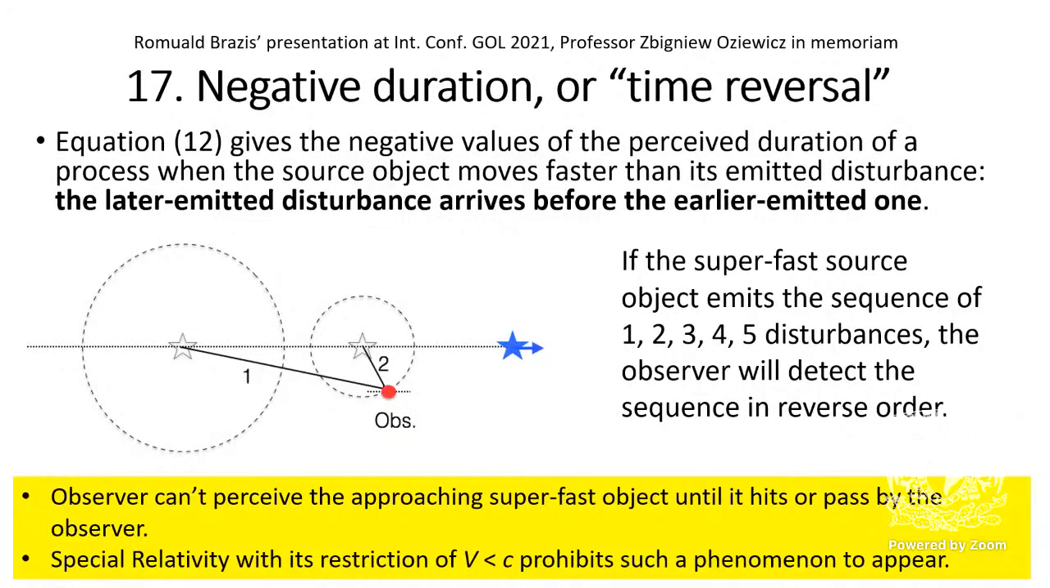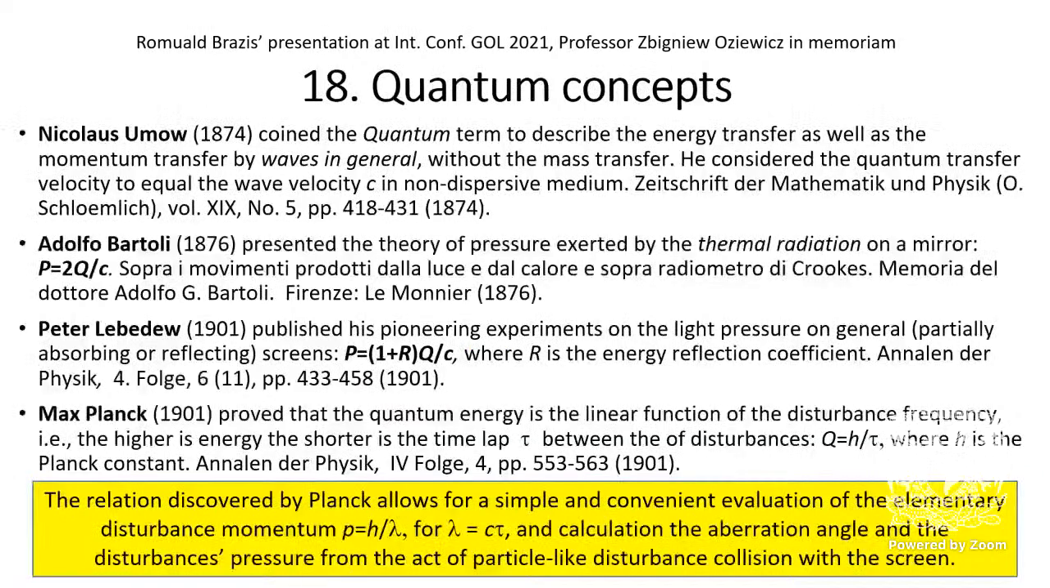And it is worth noting the negative duration. Equation 12 gives the negative values of the perceived duration of a process when the source object moves faster than its emitted disturbance. The latter emitted disturbance arrives before the earlier emitted one. The observer cannot perceive the approaching superfast object until it hits or passes by the observer. Special relativity, with its restriction of the velocity, prohibits such a phenomenon to occur.